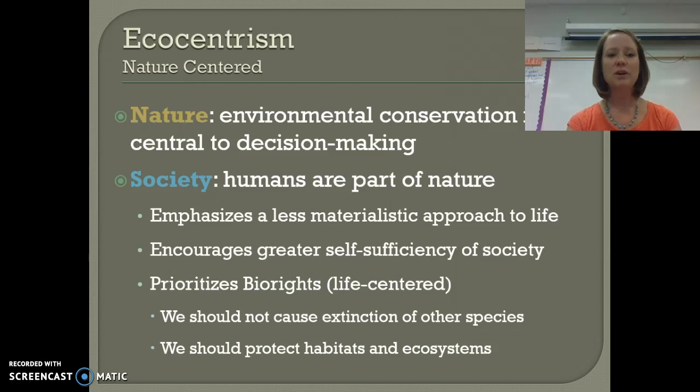Ecocentrism also prioritizes biorights. So that is making sure that we're not causing extinction of other species and that we are protecting habitats and ecosystems.